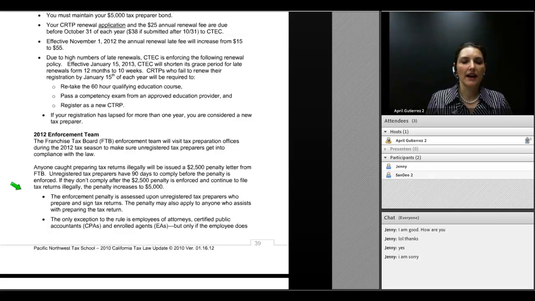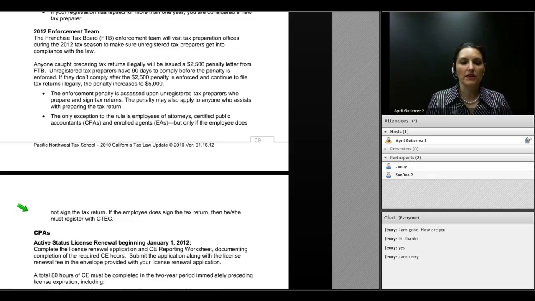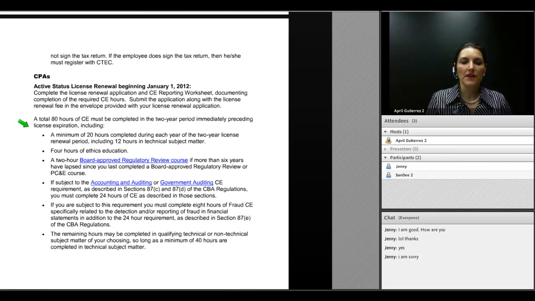If they don't comply after the $2,500 penalty is enforced and continue to file tax returns illegally, the penalty increases to $5,000. The enforcement penalty is assessed upon unregistered tax preparers who prepare and sign tax returns. The penalty may also apply to anyone who assists with preparing the tax return. The only exception to the rule is employees of attorneys, CPAs, and enrolled agents, but only if the employee does not sign the return. If the employee does sign the return, then he or she must register with CTEC.